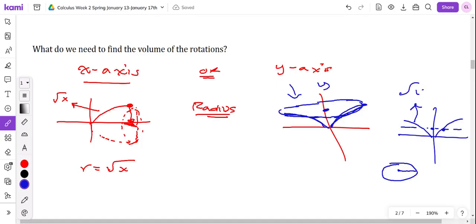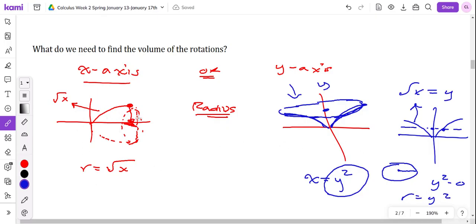If this is the square root of x equals y, then I've got to rewrite this. I can't use the square root of x because I'm not on the x-axis. I'm on the y-axis. I have to do it in terms of y. So that means x equals y squared. So in terms of y, the radius will be y squared minus 0. And so my radius is equal to y squared.